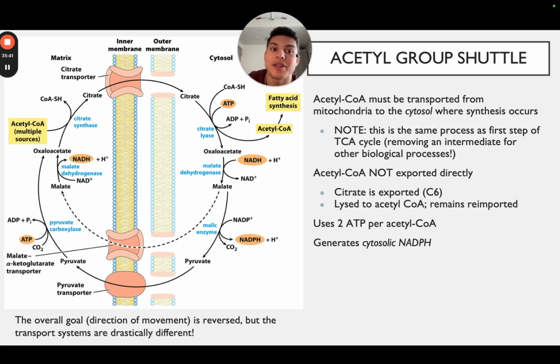And so the acetyl-CoA must be transported from the mitochondria to the cytosol where fatty acid synthesis occurs. Again, fatty acid synthesis in the cytosol, beta-oxidation in the mitochondrial matrix. Know that they are spatially separated. And something I want to mention is that acetyl-CoA is not exported directly. So the acetyl-CoA has to combine with oxaloacetate and form citrate. That is the very first step of Krebs cycle. And when it forms a citrate, then it can undergo this shuttle and essentially leave the cell.